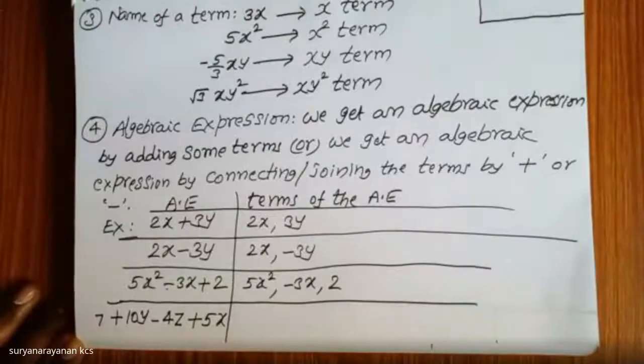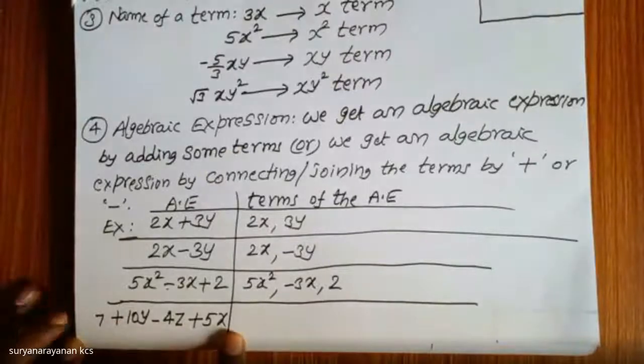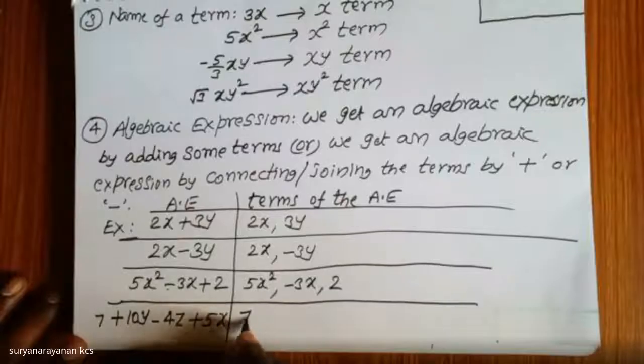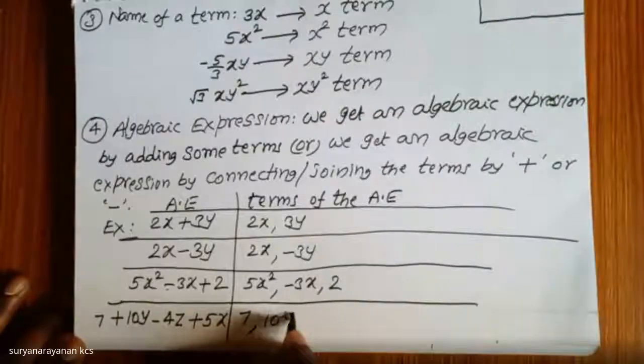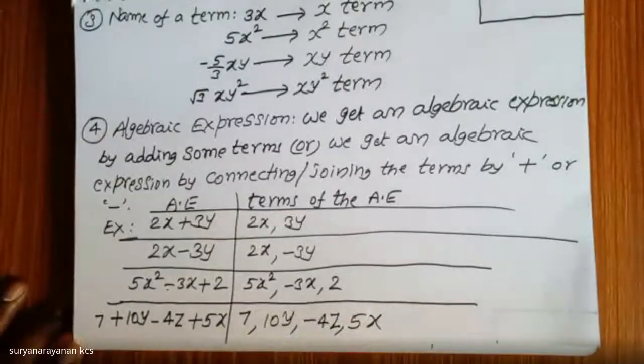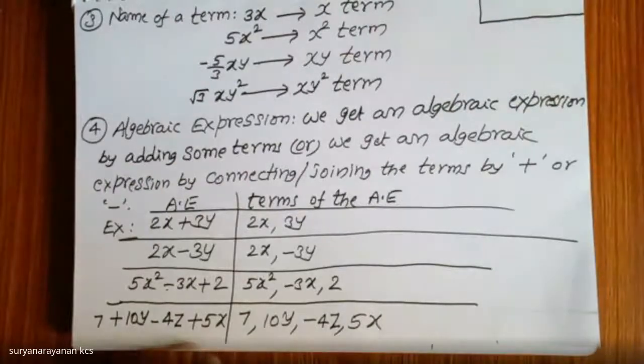Yes. Now, in this last example, what are the terms of this algebraic expression? Sir, 7. This is the first term. 10y is the second term. Minus 4z is the third term. 5x is the fourth term. Understood, my dear children? Can you identify the terms of an algebraic expression?